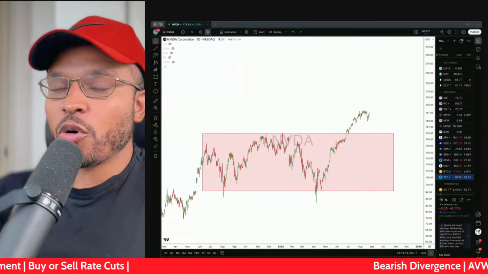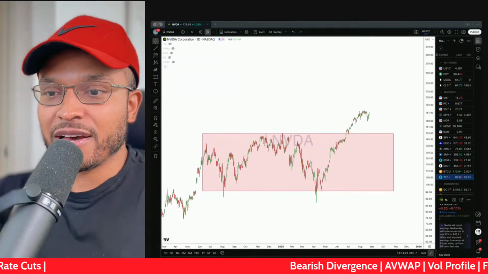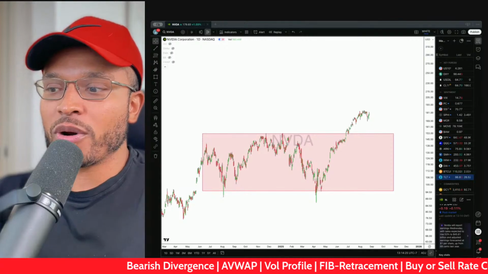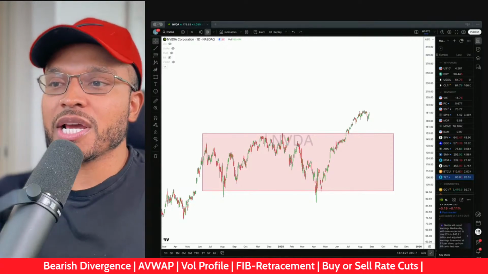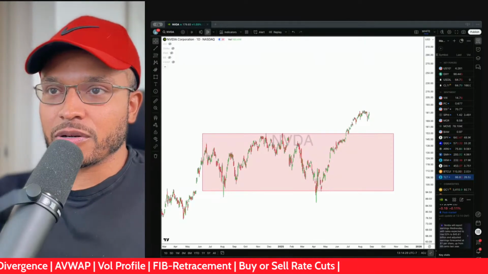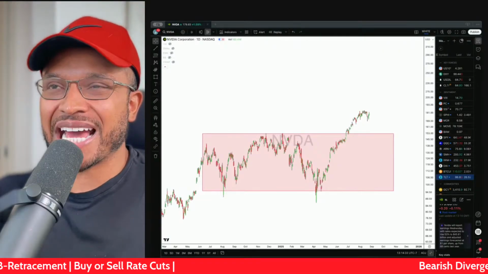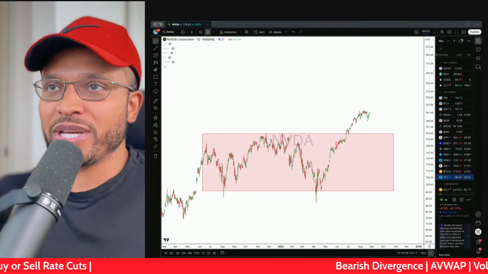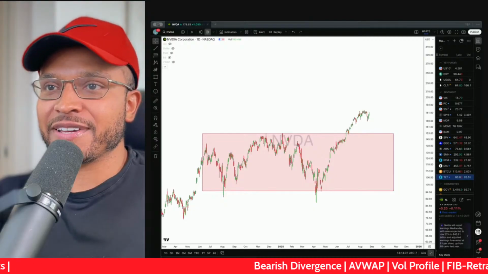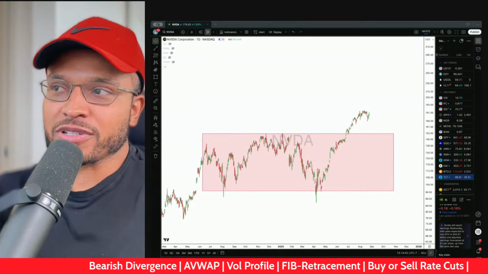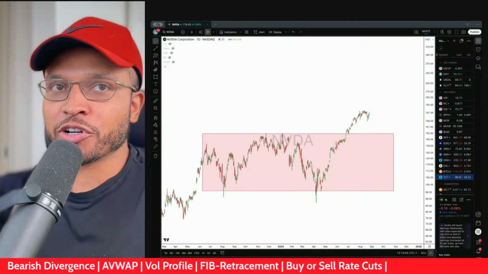Is the market going to sell off into the rate cut and then bounce higher, or is it going to turn bullish and climb into the rate cut? We don't know. But that's how I'm thinking about the market. I think we have too much time, too many catalysts in between to really make a significant prediction right now. So I'm just using technicals. As we get closer, it'll be more clear.